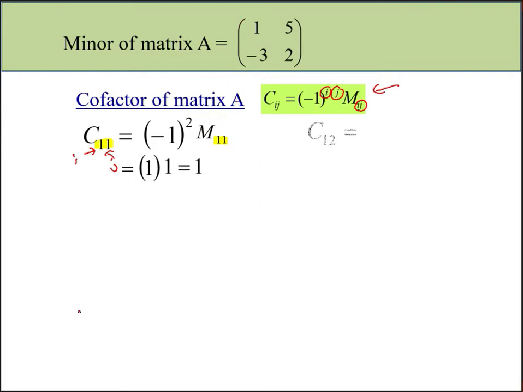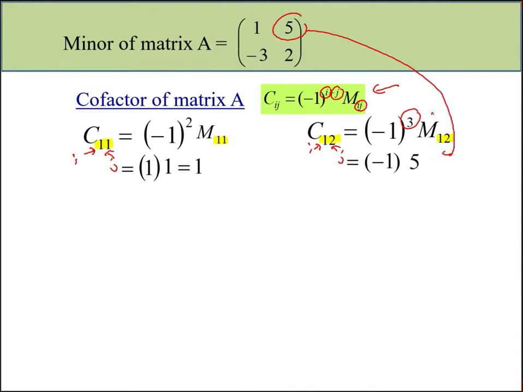Next, to find C12. Now our I is 1 and our J is 2. Just substitute into the formula. 1 plus 2 is 3 and this is odd. Remember, whenever it's odd, we get a negative number. And also the minor that we are looking for is the same as the cofactor that we are looking at. Since we are looking at the first row and second column, the element for minor is also from the first row and second column. So the minor from the first row and second column is 5. Let's put it there. Your answer is -5.